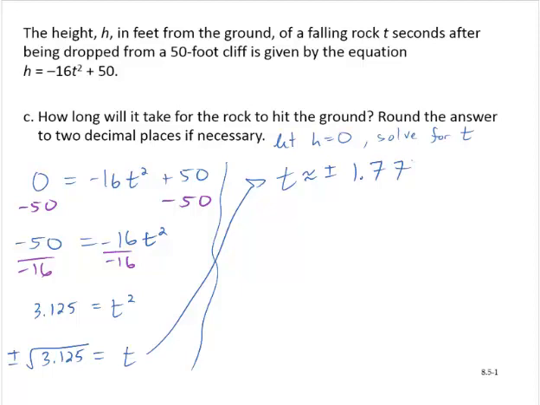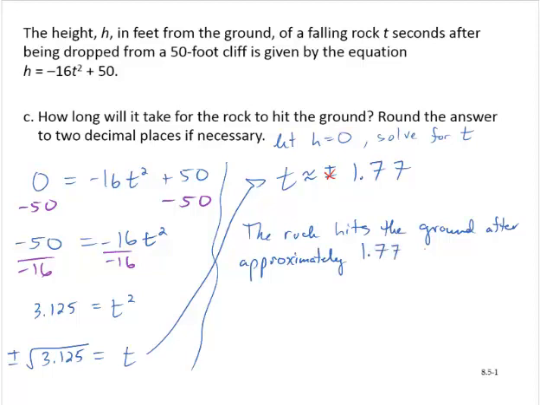Now again, we have to think about this a little bit. Can the ball hit the ground, the rock hit the ground in a negative amount of time? And again, it cannot, so we will throw that solution away and only accept the positive value. And so what we would say then is that the rock hits the ground after approximately 1.77 seconds.